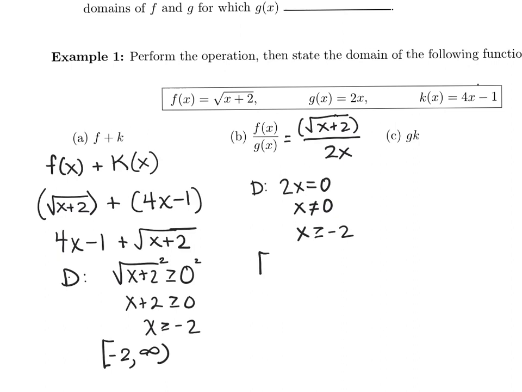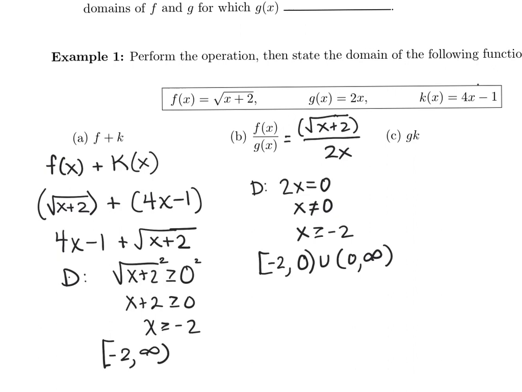So, negative 2 to 0. We're going to put a parenthesis. We don't want it to include 0. Unioned with 0 to infinity. So in words, that is saying all real numbers from negative 2 to infinity, and it's skipping over 0.